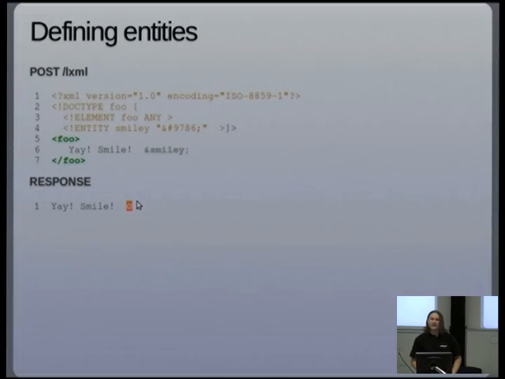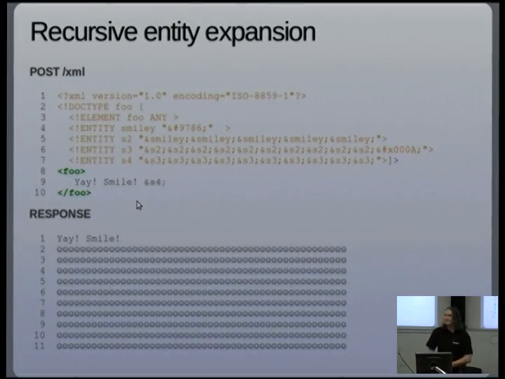What's fun about it is that it can be recursive. So, my smiley is just one little character. And then I have a thing called S2, which is smiley, smiley, smiley, smiley, smiley, smiley, smiley, smiley. Then I have a thing called S3, which is S2 repeated nine times. And so I only have to put in my one thing there, and I get all of these smileys, and everybody's happy now, right? Everything's great.